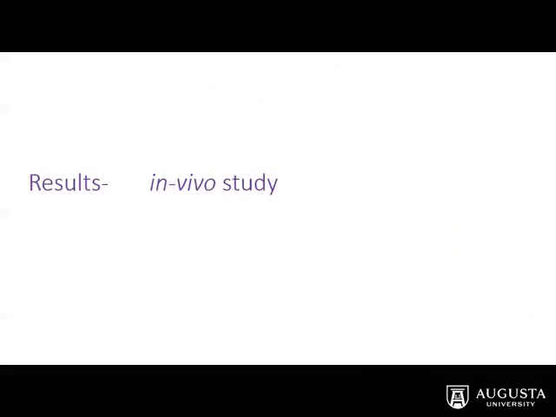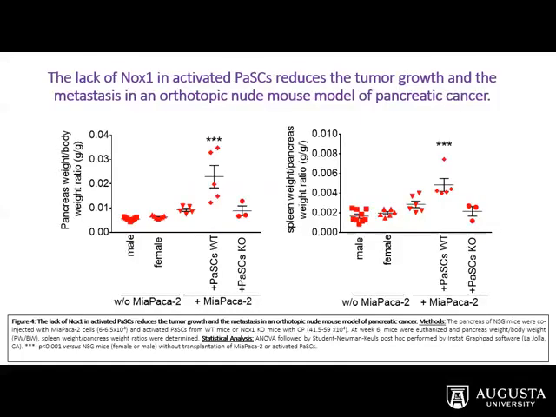What about the in vivo studies? Using an orthotopic mouse model of pancreatic cancer, we found that the co-injection of MIA PaCa cells and the chronic pancreatitis activated pancreatic stellate cells from the wild-type mice increased the tumor growth and facilitated metastasis in the spleen, and the lack of NOX1 in activated pancreatic stellate cells impaired this effect.